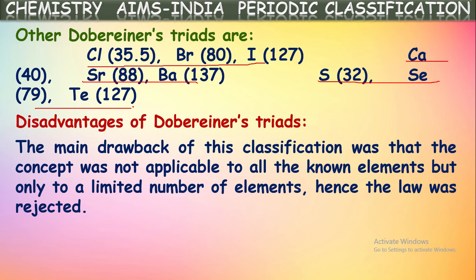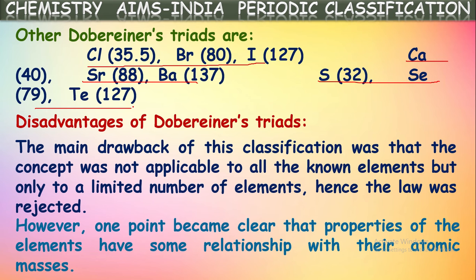He tried to classify the elements into sets of three elements, that is into triads, but he could not classify all the elements known at that time into these triads. He could classify only a limited number of elements into triads. This is a major drawback, which is the major reason for the rejection of Dobereiner's triads.